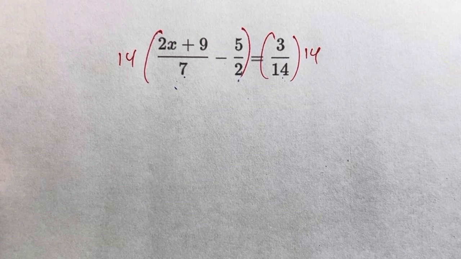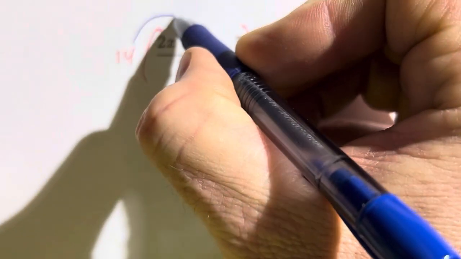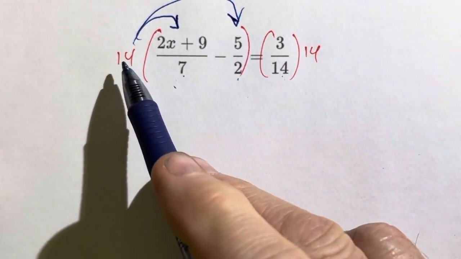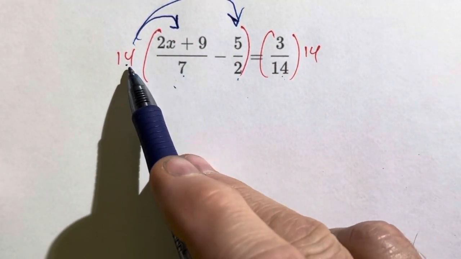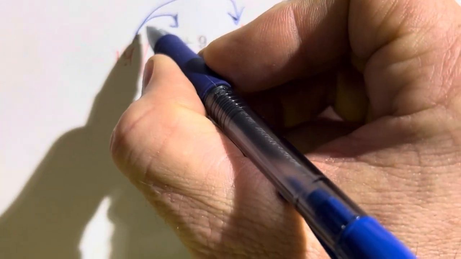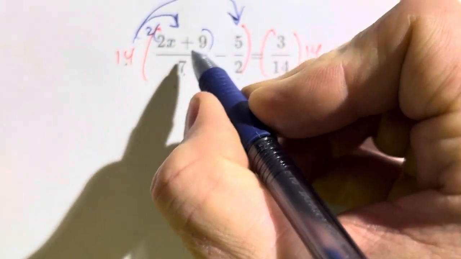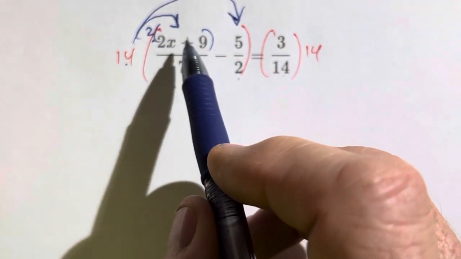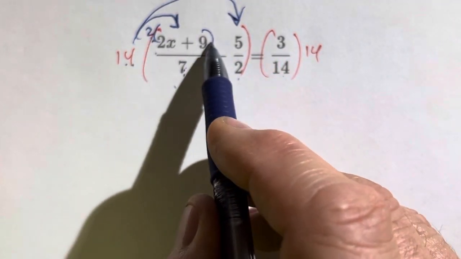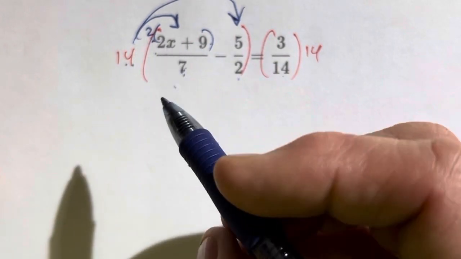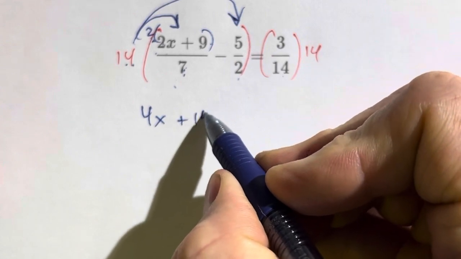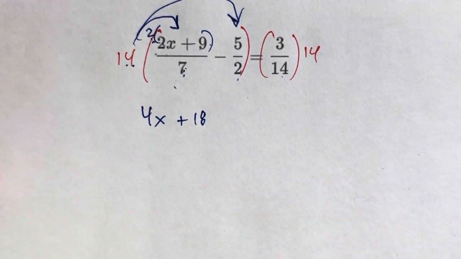Okay? So now when I do that, remember, I've got to distribute. So I got to do it here and here. So 14 times this, well, 14 divided by 7 would be 2. So basically those will cancel, and I got 2 times this. Now you got to distribute the 2 times that. So 2 times 2x would be 4x. 2 times 9 would be 18. And so there's what I get when I do 14 times that one.